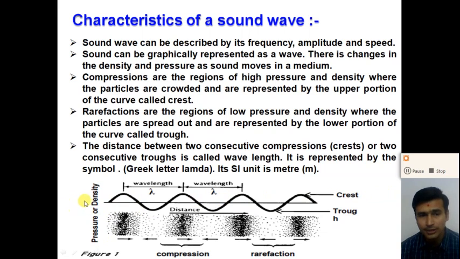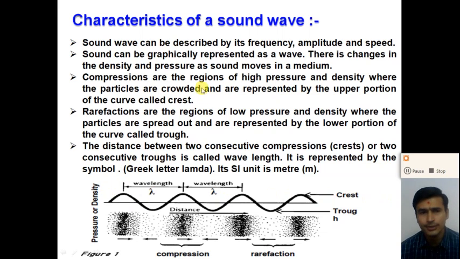So compression is a region with high pressure and high density, and in this region the particles of the medium are very close to each other. Particles of the medium are crowded, right? And this is represented by the upper portion of the curve. So the variation of density in the upper portion is called the crest, right? So this region is called the crest.